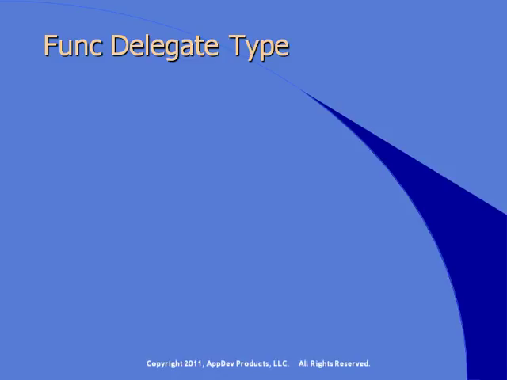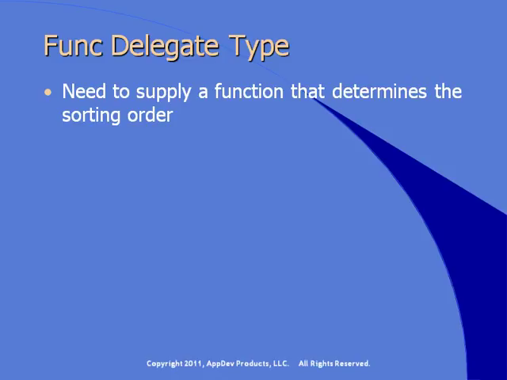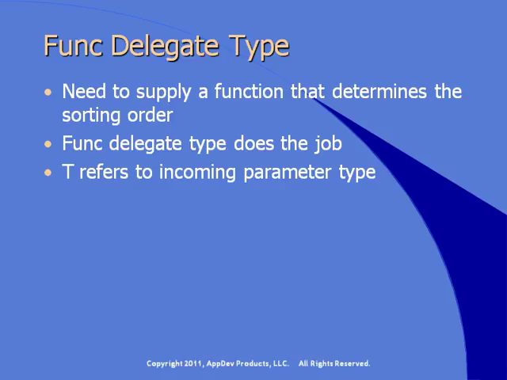If you look at the OrderBy method, it expects a Func as a parameter. You need to supply a function that determines the sorting order. Well, Func is just a delegate type that does the job. It is a generic delegate, so it has a parameter named T that refers to the incoming parameter type, and in the Func definition, TResult refers to the returned type. So we're going to look again at the example we just saw and examine that Func declaration, and then look at an example where we pass an instance of the Func delegate type as a lambda expression from the calling procedure.